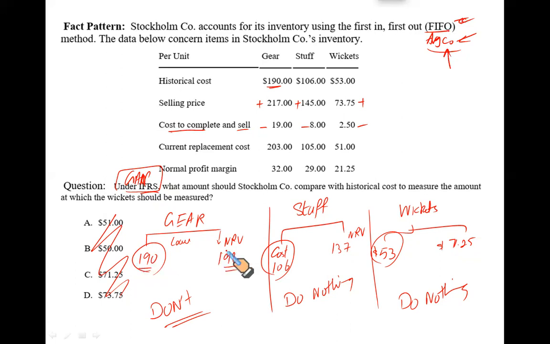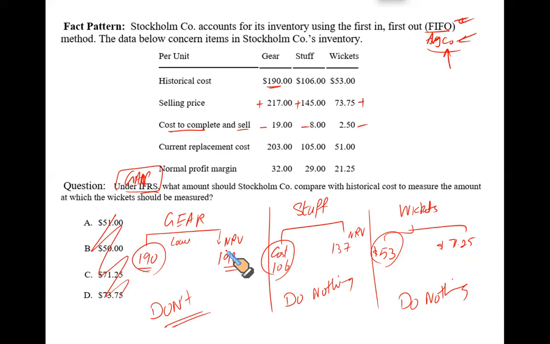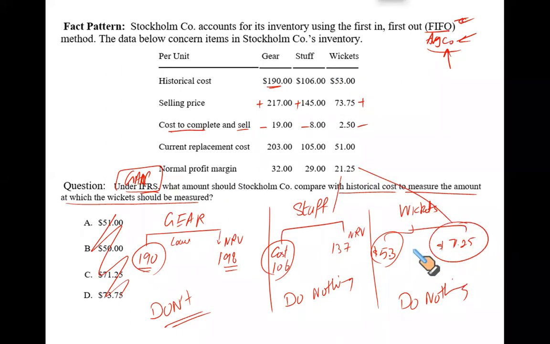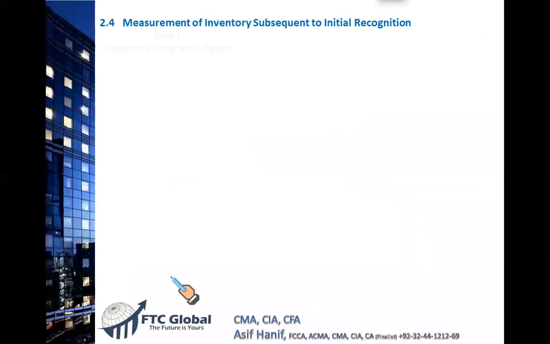What if the inventory valuation is... let us do the question now. What amount should Stockholm Company compare with historical cost to measure the amount at which the wicket should be measured? Wickets is this one, 71.25. Cost must be compared with NRV. NRV under FIFO and average cost method is given as 71.25, and this amount is already higher, so there's going to be no loss written down. That makes C the correct option. Right?